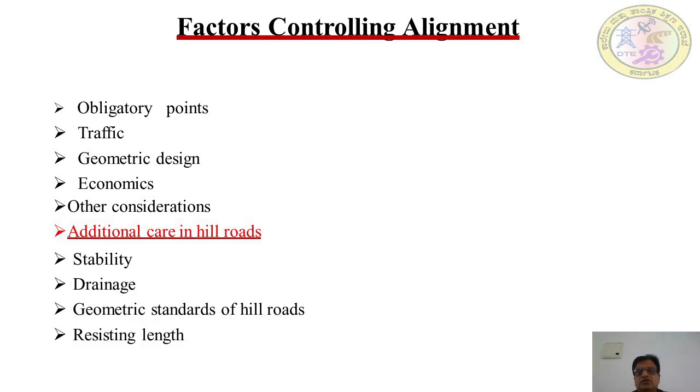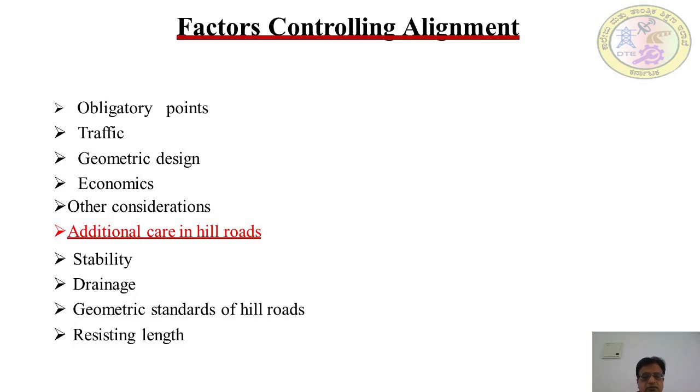Let's see what are all the factors that control the highway alignment. There are four or five important factors. First one, obligatory points. Second one, traffic. Third one, geometric design. Fourth one, economics. And the fifth one, other considerations.